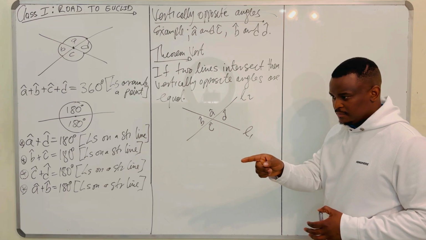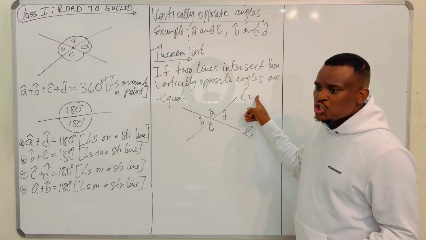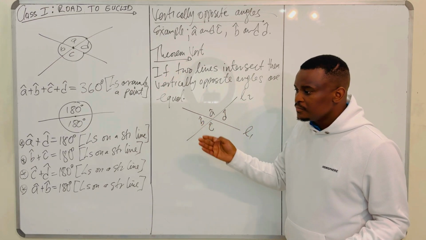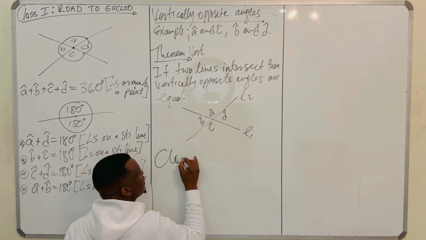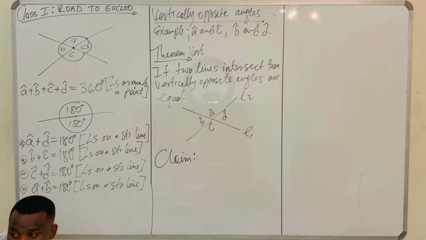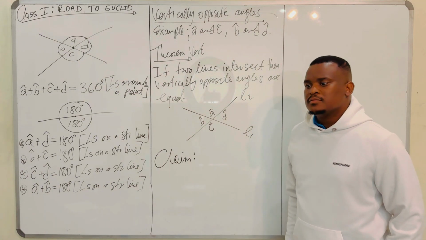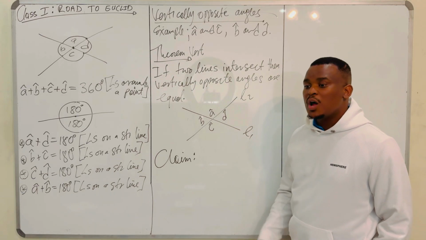Are you following? Okay. So in this case, I've made two lines intersect, line 1 and line 2. Now what I have to do is show that the vertically opposite angles will be equal. My claim is what I need to prove. What is the claim saying? If the two lines intersect, that is the condition. Then the vertically opposite angles are equal.